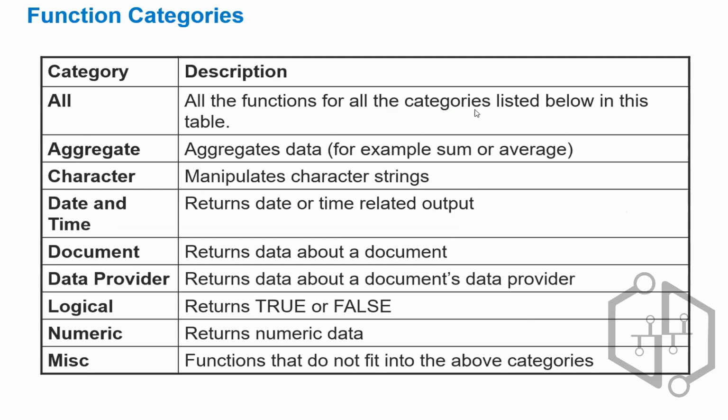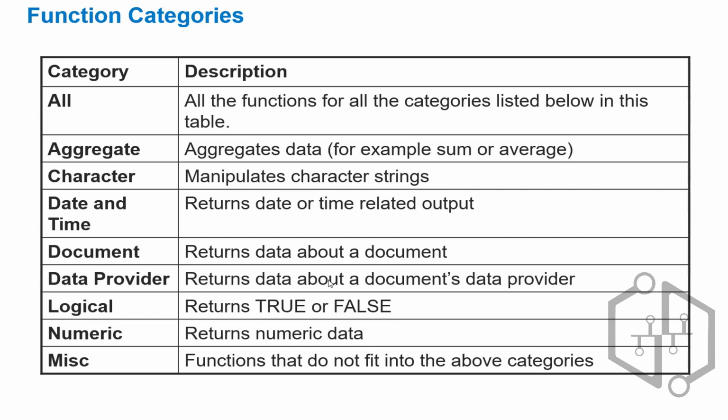All means it will come under all. Aggregate means sum or average. Character functions manipulate character strings. Date and time returns date or time related output. Document returns data about a document, like who has refreshed it, when it was last refreshed, and what the document name is. Those kinds of things can be achieved using document functions.